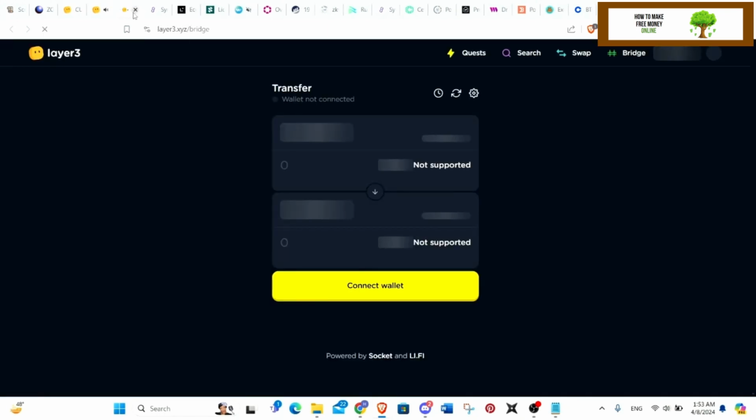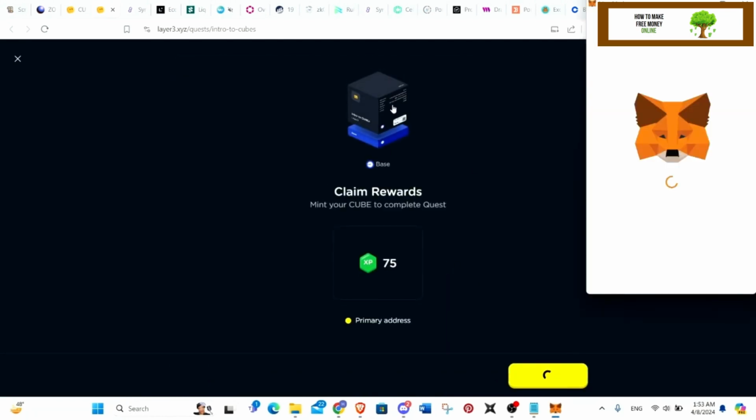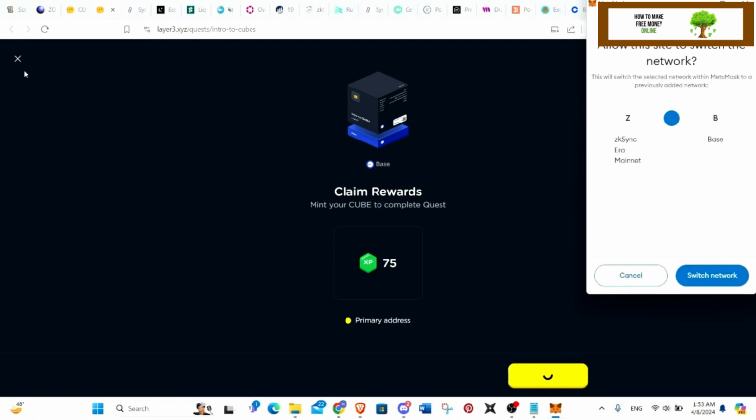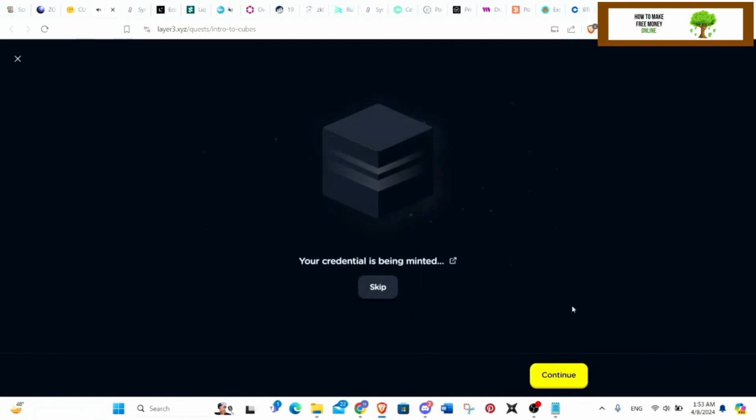Open layer 3 bridge deck. Bridge to base. Bridge funds to base to start minting cubes. Supporting bridge chains. Switch to... Oh, I see. I'm farming one from the other one. Interesting. Claim rewards. It's actually fun doing those quests.